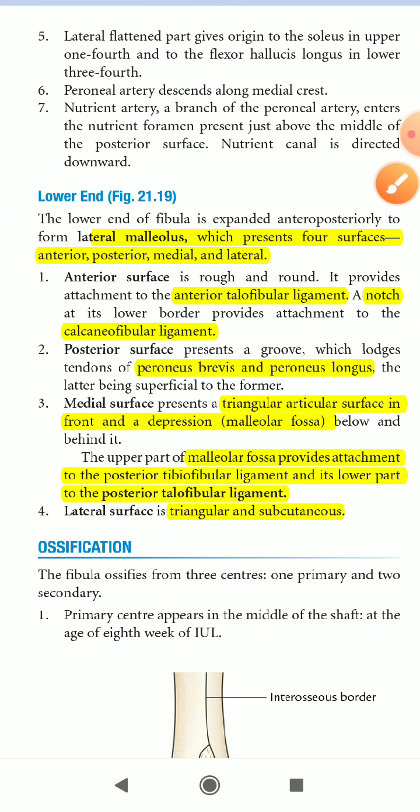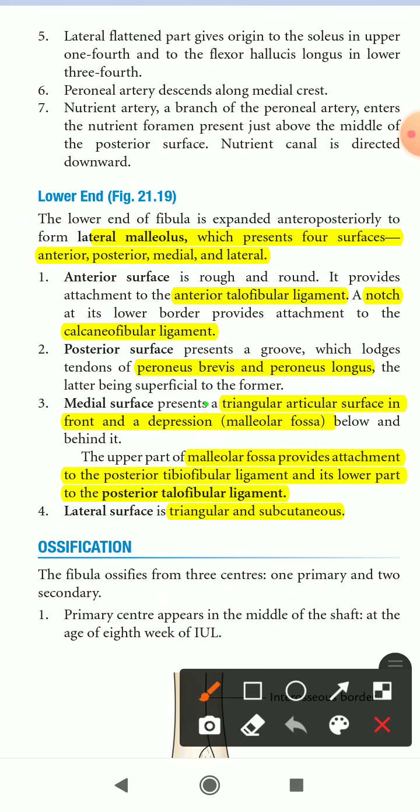And the medial surface contains a triangular articular surface in front and a depression which is known as malleolar fossa. This malleolar fossa provides attachment to the posterior tibiofibular ligament in its upper part, and in the lower part it provides attachment to the posterior talofibular ligament. And the lateral surface is triangular and subcutaneous, and we can feel this lateral malleolus.